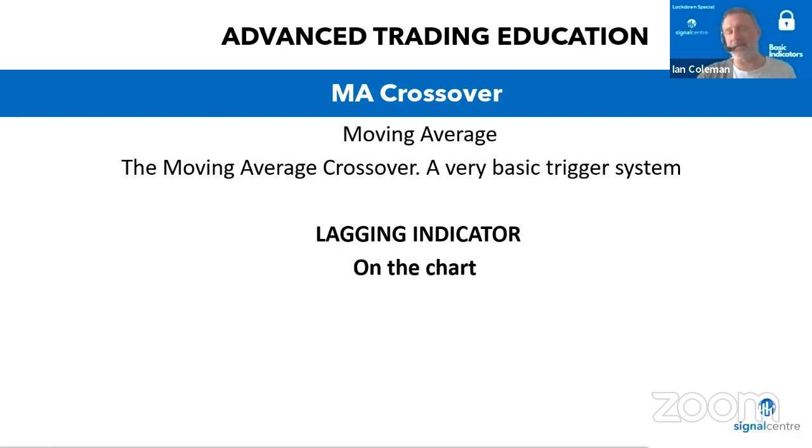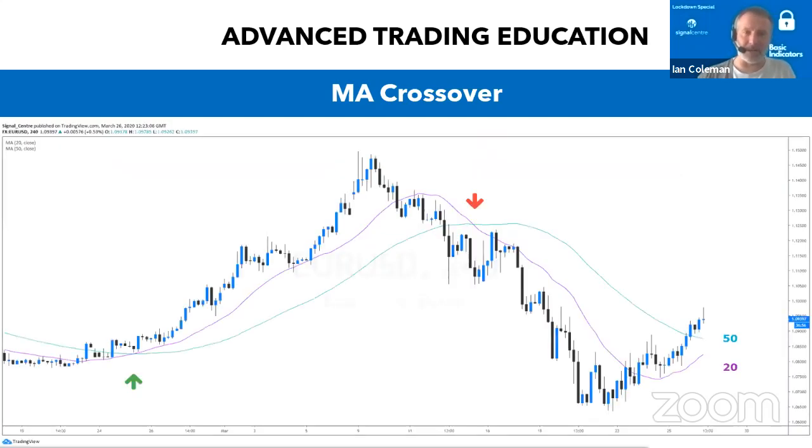MACD again is a standalone indicator that we'll talk about in another webinar. It's a fantastic indicator to highlight bullish and bearish divergence, so we'll probably combine it into that webinar when we do it. Might do that tomorrow. Moving average crossover, it's a very simple tool, a very basic trigger system. It's a lagging indicator, as I said, and it's plotted on the chart.